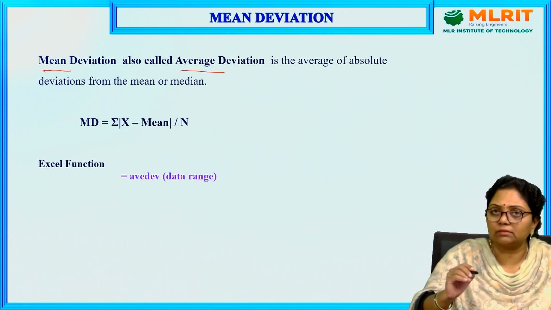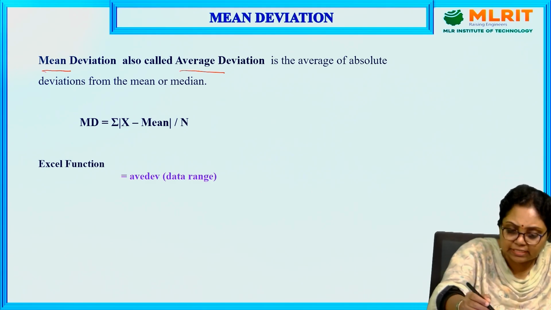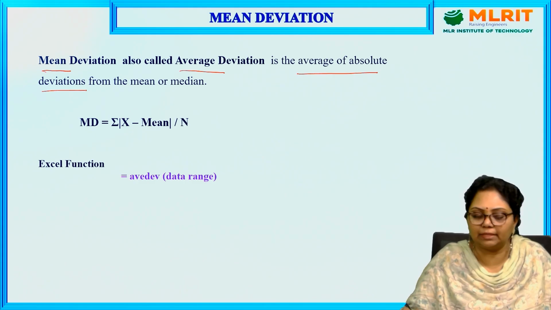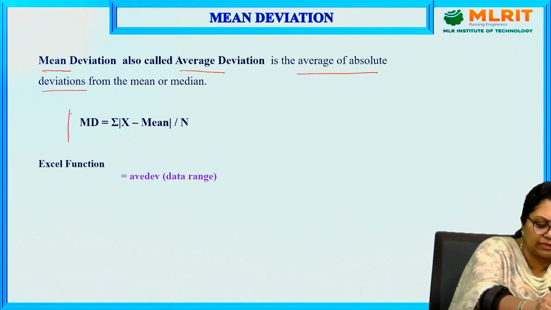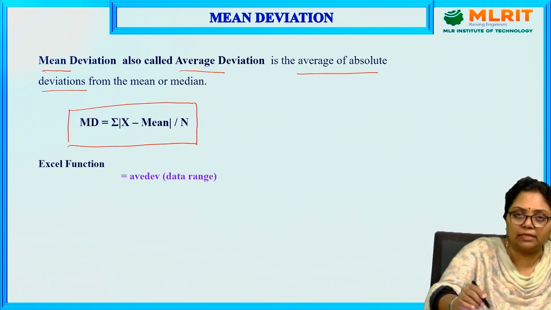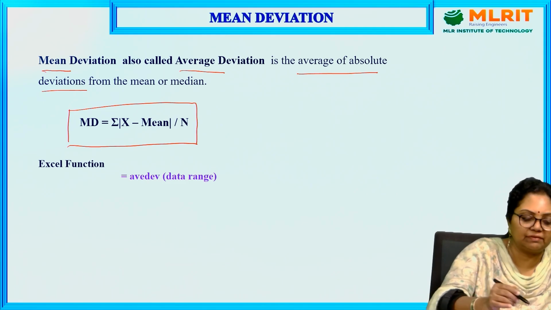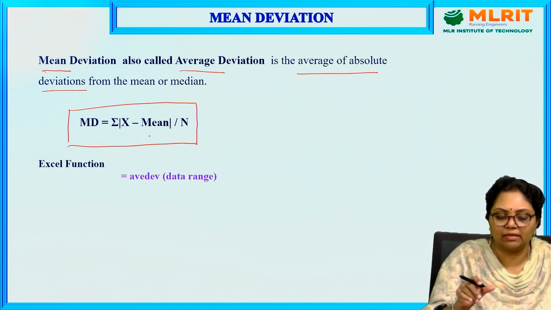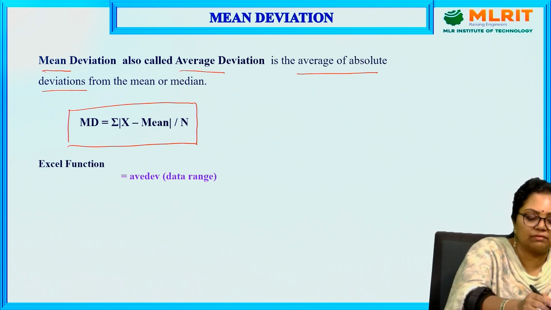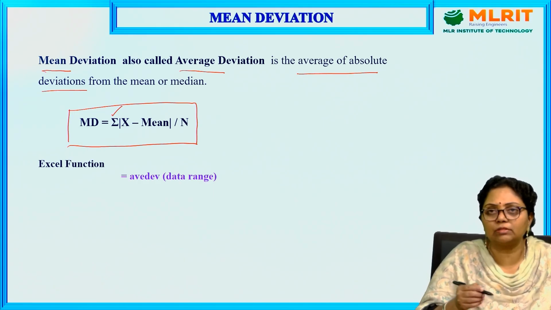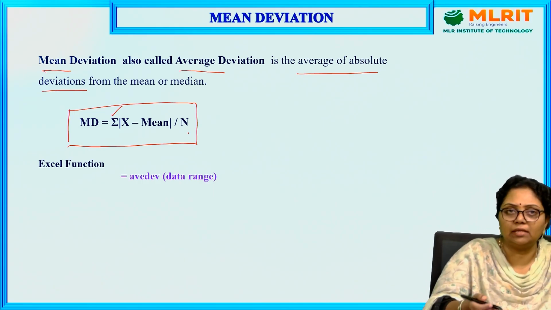Now, the definition itself gives us the meaning. It is the average of absolute deviations from the mean or median. Say for example, if we consider this particular formula, it is with respect to mean. So here we are saying it is the average of absolute deviations from the mean. So we are taking x minus mean, so we are taking the deviations. For this, we are summing it up, the summation symbol is there, and we are finding the average, so divided by n, the number of observations.